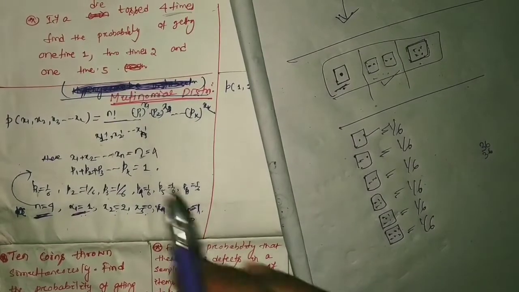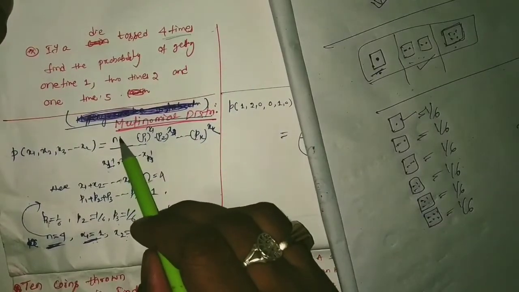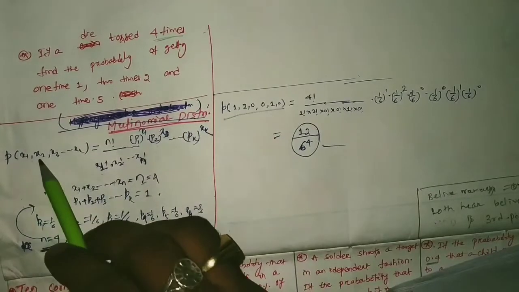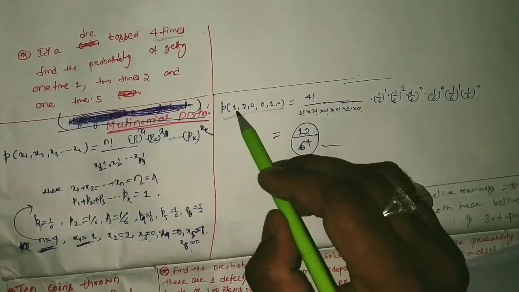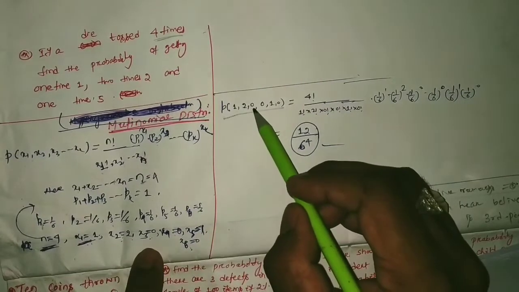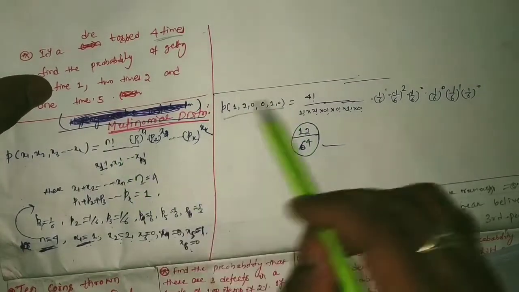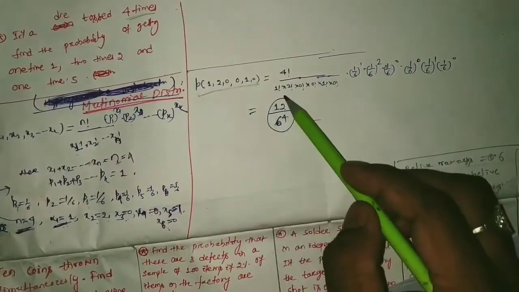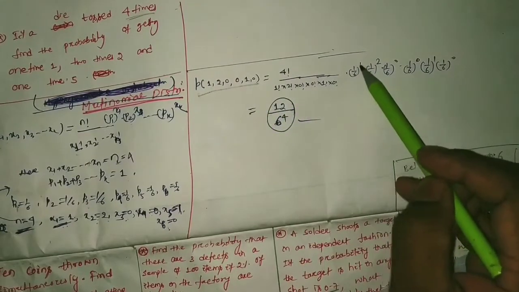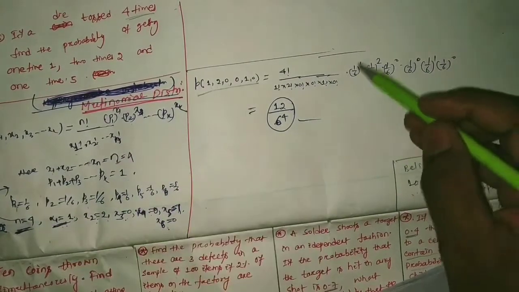Now we are going to put all these values in this PMF. n factorial means 4 factorial. We want to find P of x1, x2, x3 up to xk, where x1 is 1, x2 is 2, x3 is 0, x4 is 0, x5 is 1, x6 is 0. So it will be 4 factorial divided by 1 factorial, 2 factorial, 0 factorial, 0 factorial, 1 factorial, 0 factorial, into 1 by 6. See, P1 to the power x1: P1 is 1 by 6, so 1 by 6 to the power 1.